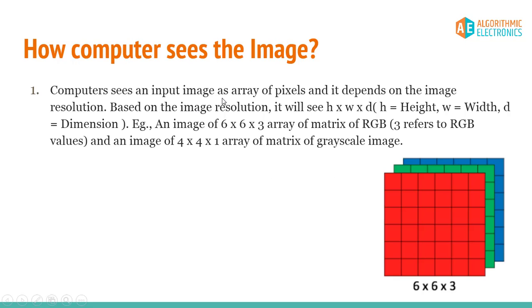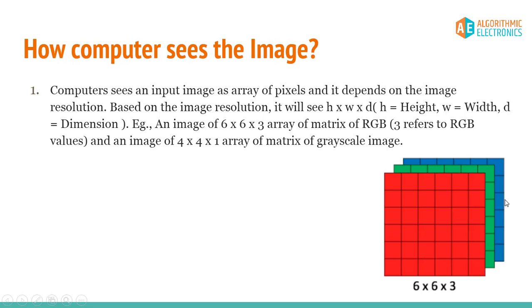The computer sees an input image as an array of pixels, and it depends on the image resolution. Based on the image resolution, it will see h into w into d. Here d stands for the dimension or the depth, h stands for height, and w stands for the width of this image. For example, 6 by 6 by 3 is the three-dimensional array or matrix of RGB. This refers to RGB values: red, green and blue.